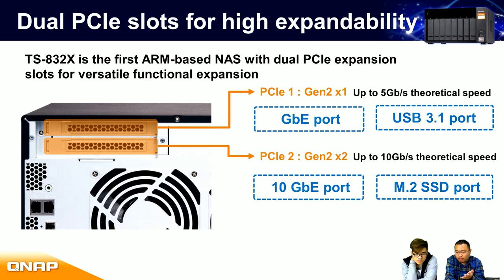For example, the first PCIe slot is Gen 2 x1, so you can theoretically reach up to 500 megabytes per second, which is 5G speed. It's recommended for gigabit, so you can add an additional card that gives you more gigabit ports, or a USB 3.1 card. The bottom PCIe slot is faster, twice as fast, Gen 2 x2, so it's up to 10 gigabit performance.